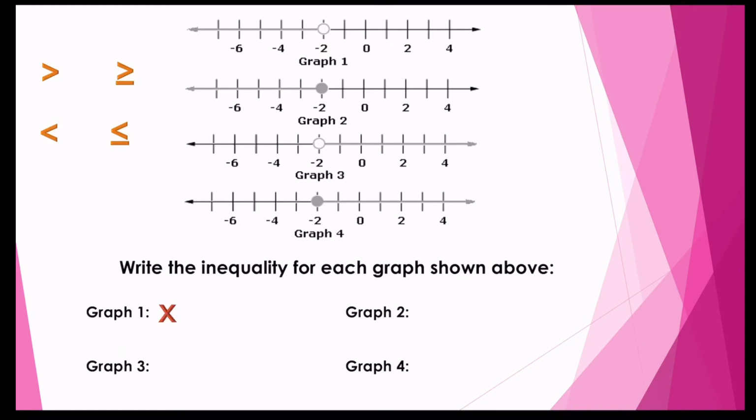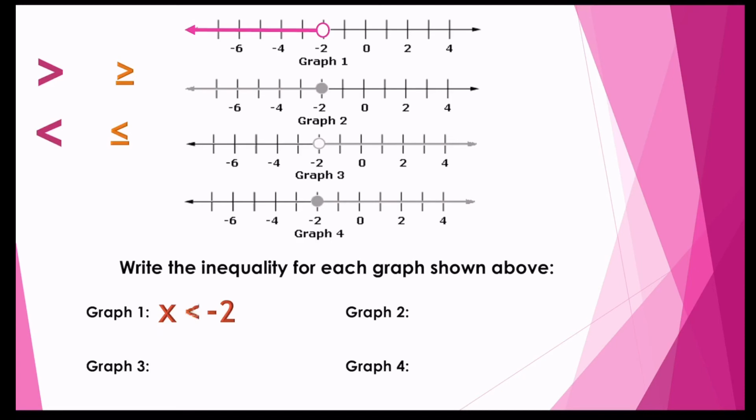Okay, so what I do next is, where's my circle? It's on the -2. It's an open circle, but it's on -2. So I write the number that it is on. So that now narrows things down. I'm either going to have the greater than or the less than. It's shaded to the left. So if it's shaded to the left, I write less than. See how I kind of do this?